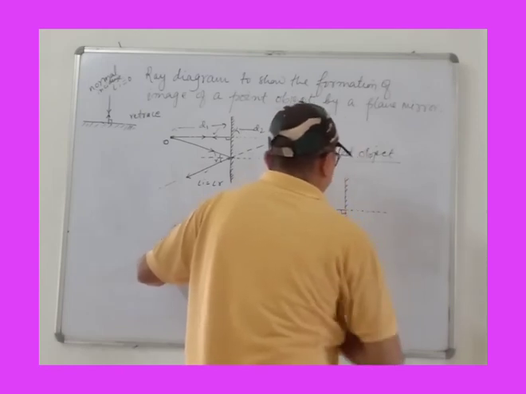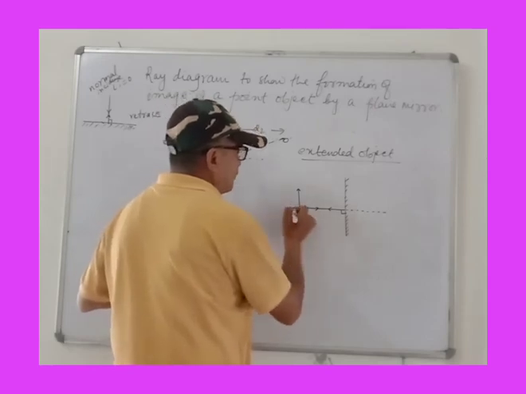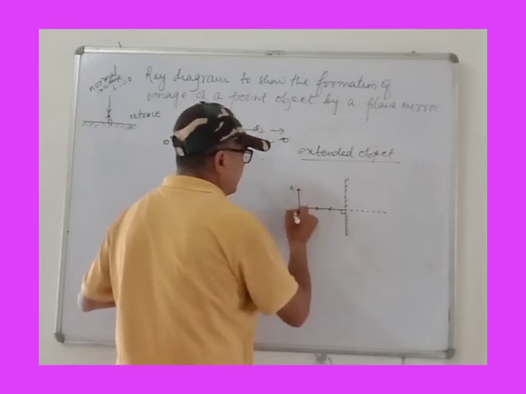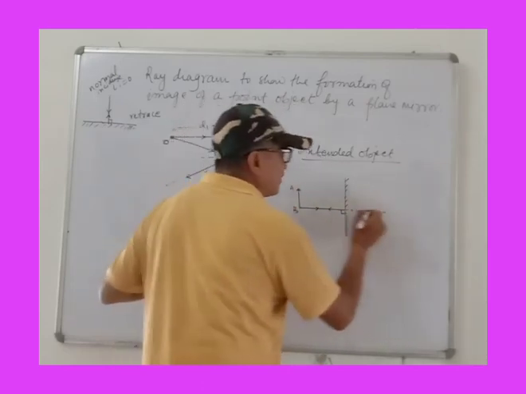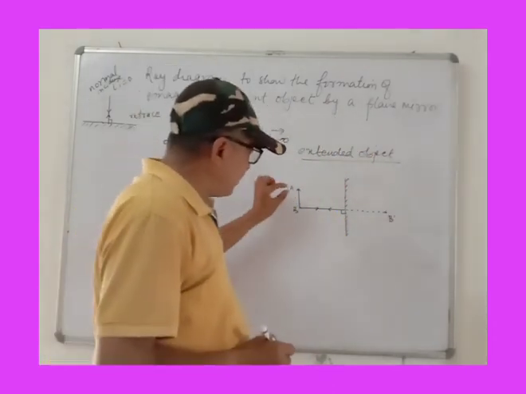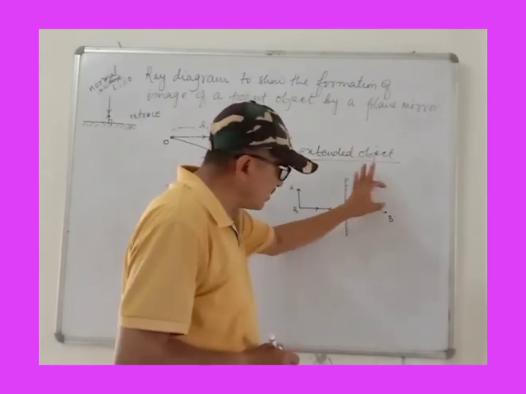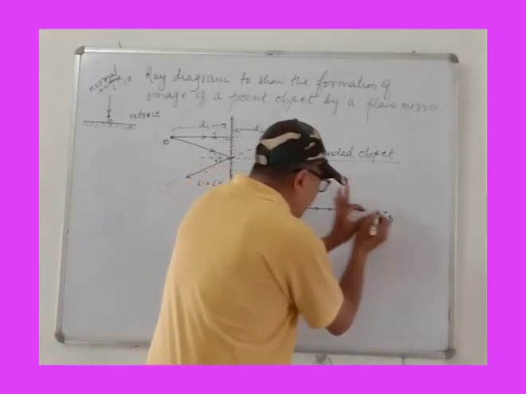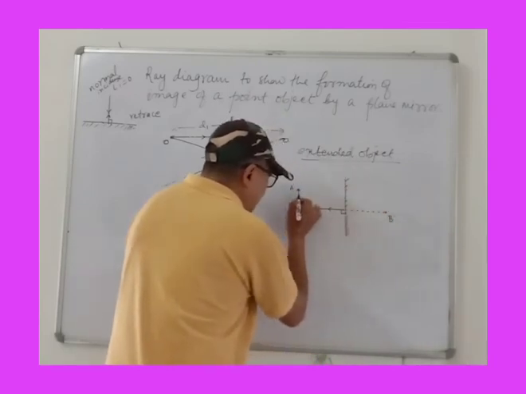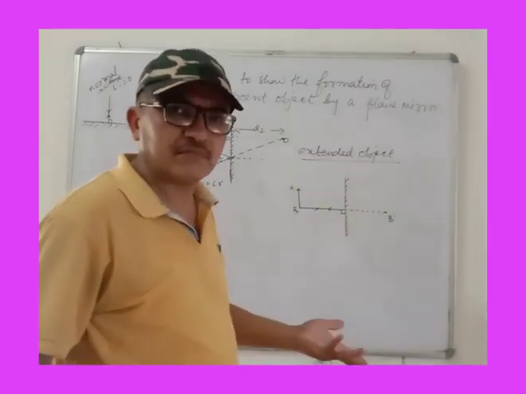This is the position of the image. Suppose this is A, this is B. Then the image of B is formed here, B dash. Remember, the image of each and every part of the object is formed here. Image of the bottom B is formed here. Image of this point will be formed here, this point here, this point here, and then join. Full image.